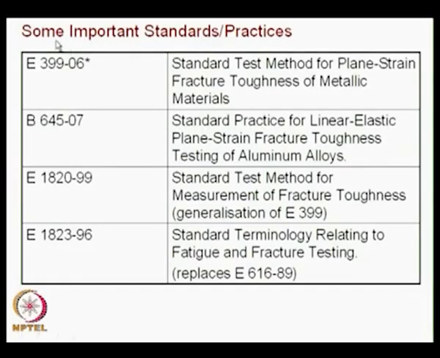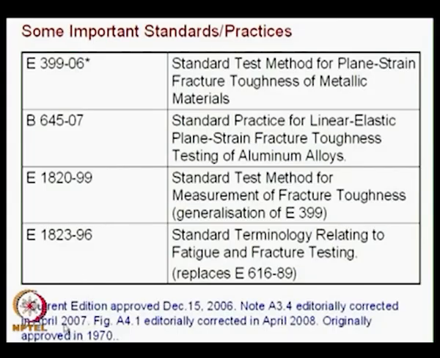Now, let us get back to some of the standards. You have important standards and practices in fracture mechanics, and we had actually looked at certain features of E399-06, and the 06 implies the year in which the standard was finally released, and you have a history for this. The current edition is approved on December 15, 2006, and you also have the summary in this. A particular section, that is note A3.4, is editorially corrected in April 2007, and a figure A4.1 editorially corrected in April 2008. Originally the code was approved in 1970.